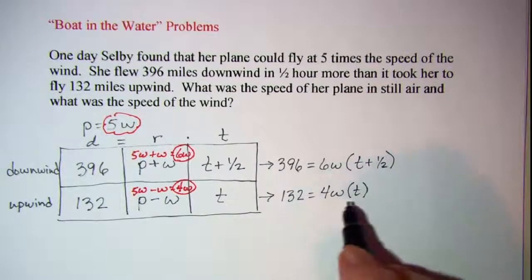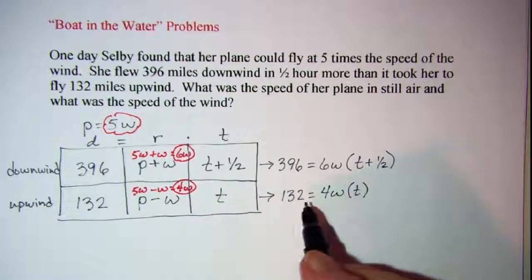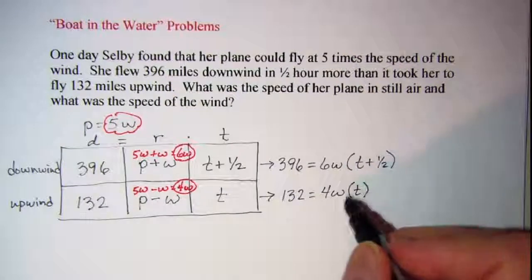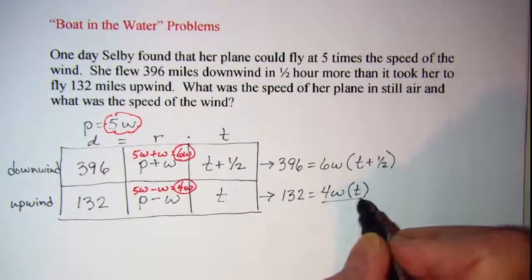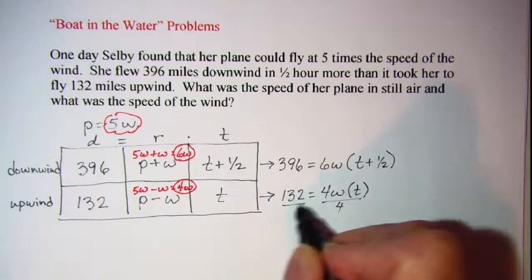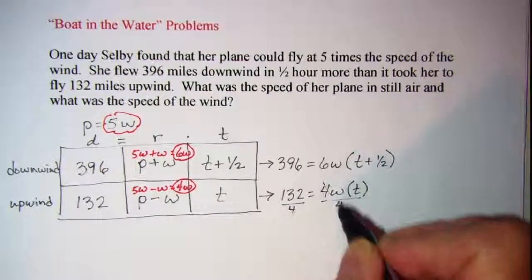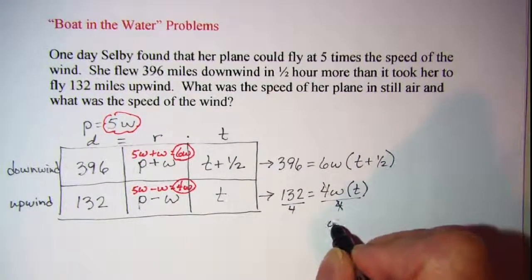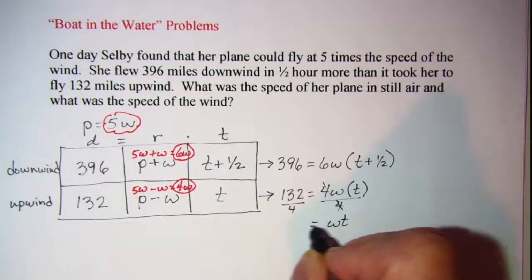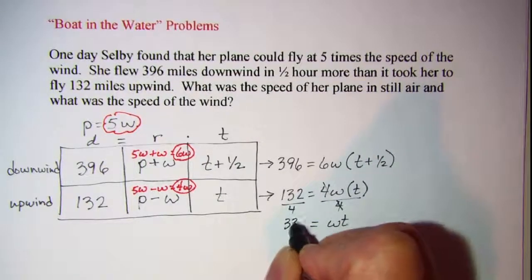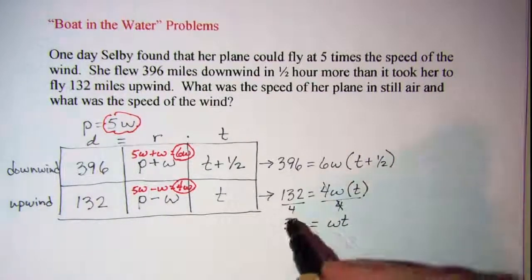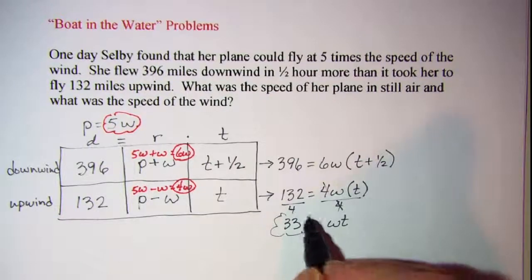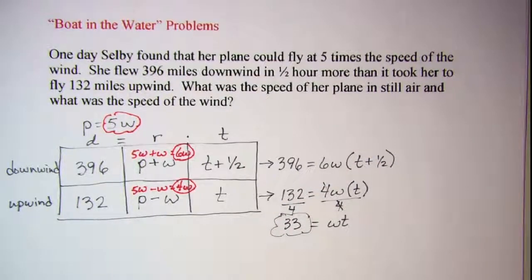Now this equation is something that I can simplify pretty quickly, so I'm going to do that. I'll divide both sides by 4. So the 4's cancel, and wt is equal to 33. Now I'll save that and use it in my other equation when I can.